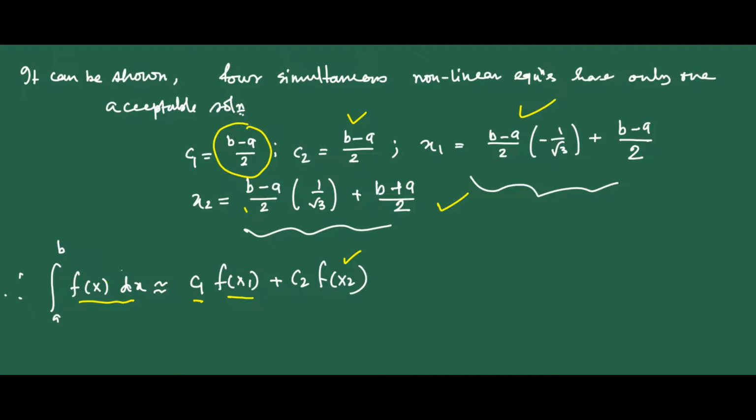Therefore, whenever you are computing this integral, you just compute C1 f(x1) plus C2 f(x2), and there is no boundary value. x1 and x2 are not boundary values. They are intermediate points, which are calculated in this way. And there is the Gauss-Legendre method, which is a complex thing.